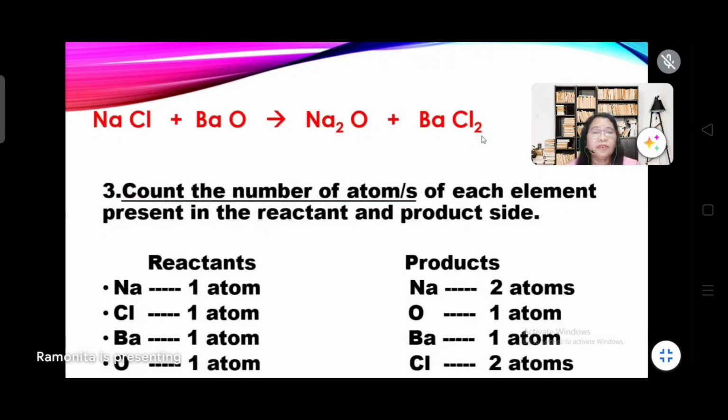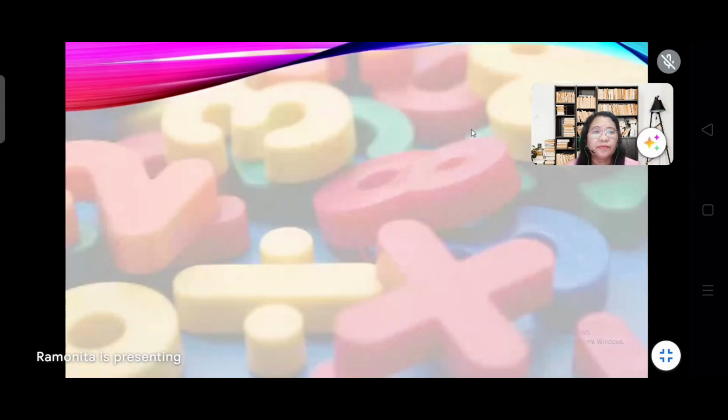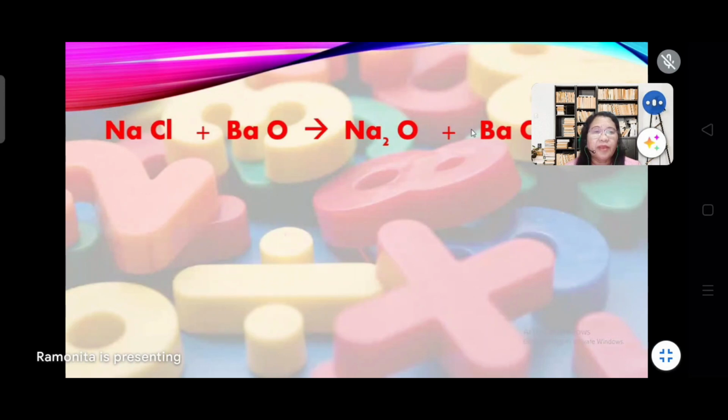With the same equation, third, count the number of atoms of each element present in the reactants and product side. From the reactants, our sodium has 1 atom, chlorine has 1, barium has 1, oxygen has 1. For the products, our sodium has 2 atoms, oxygen has 1, barium has 1, chlorine has 2.